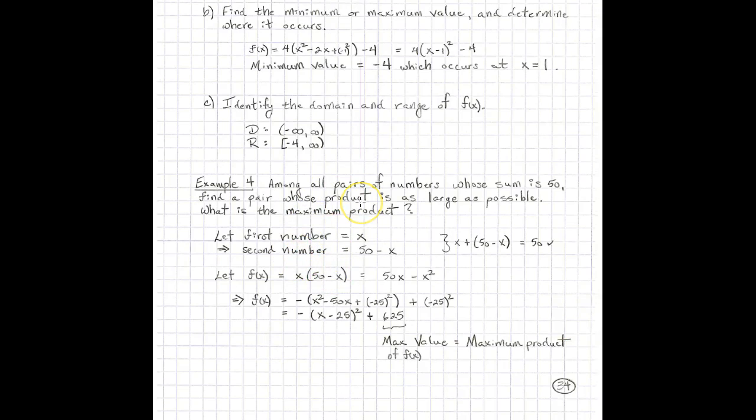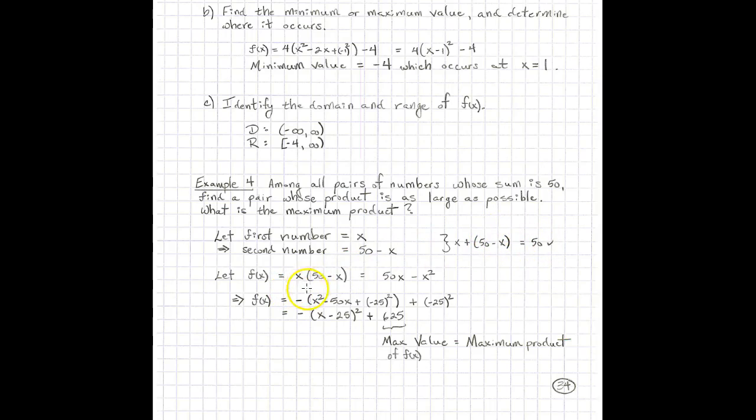As a last example, this is sort of a word problem, but this is a typical type of word problem you could be asked that results in quadratics. Let's say we have, among all pairs of numbers whose sum is 50, find a pair whose product is as large as possible. And then what is this maximum product? So we have to call the first number something, x, and so the second number would be 50 minus x because these have to add up to 50. Right? x plus 50 minus x has to add up to 50.